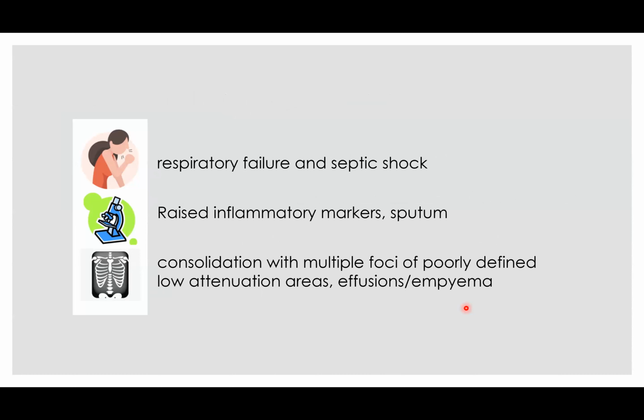Characteristic radiographic findings will include areas of consolidation containing multiple foci of poorly defined low attenuation areas suggestive of necrosis. These areas can subsequently coalesce to form even larger cavities, and if the process continues, it can lead to frank lobar gangrene. And gangrene is more common with gram-negative pathogens like Klebsiella and Pseudomonas. Patients can also develop other complications such as pneumonic effusions, empyemas, and bronchopleural fistulae.